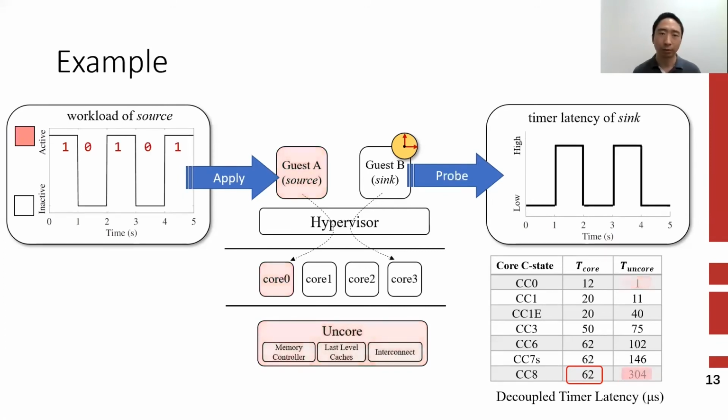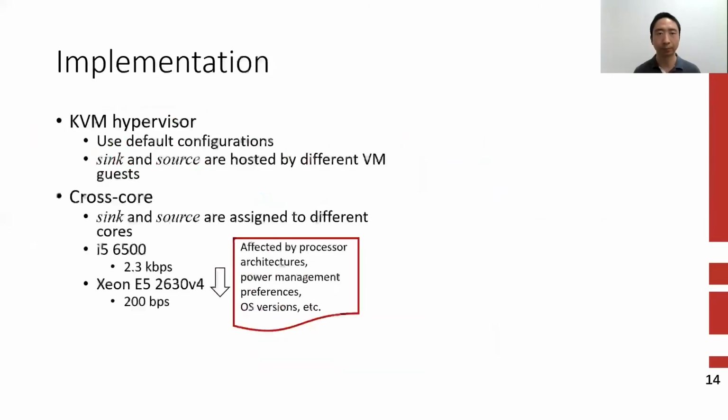And so on. The source process can encode the workload to stimulate the Uncore so as to convey information to the sync process. We verified the above covert channel with different platforms. It can achieve a theoretical throughput of more than 2 kbps on desktop platforms. Its performance is affected by several factors, such as the processor architecture and the operating system. The performance is worse on server platforms.